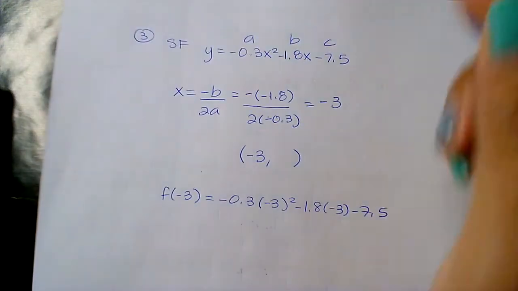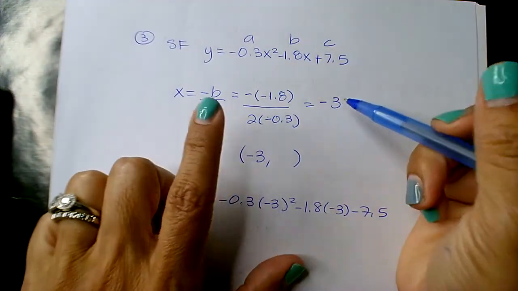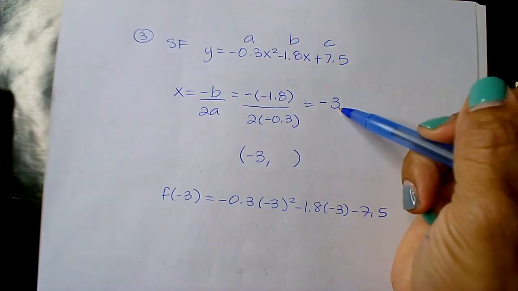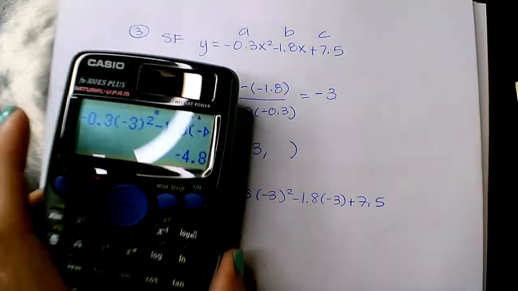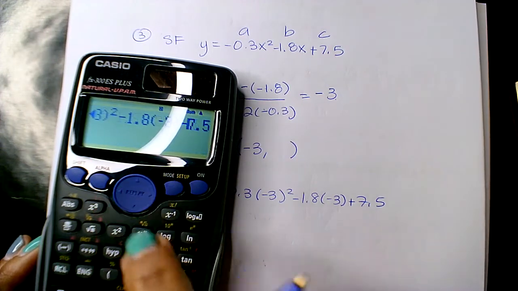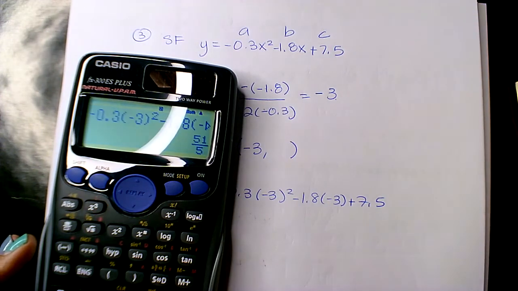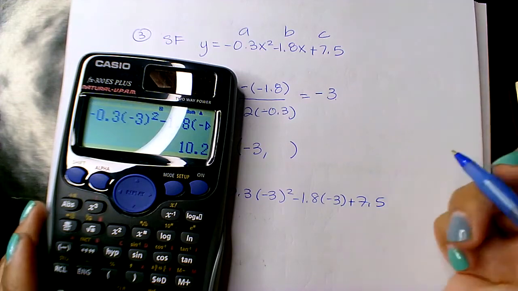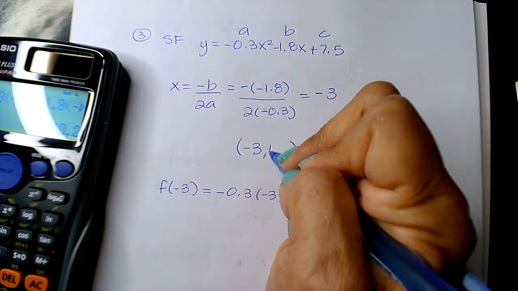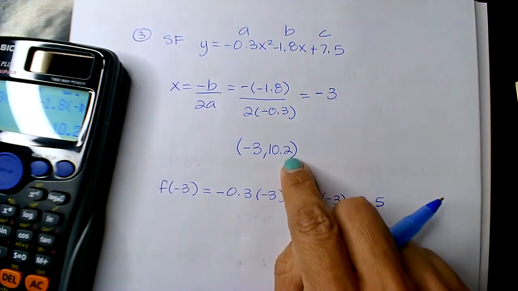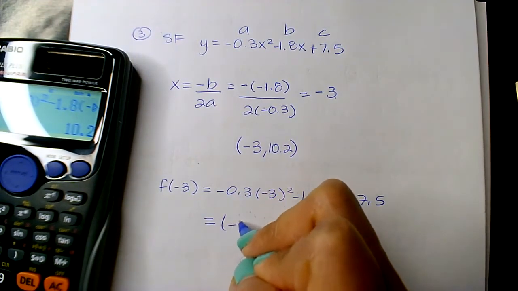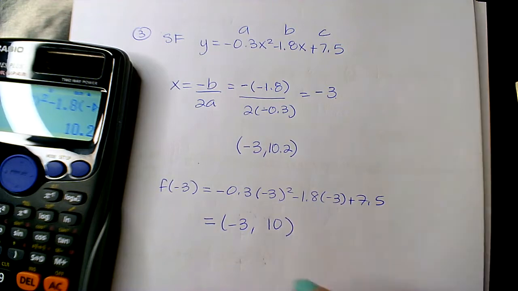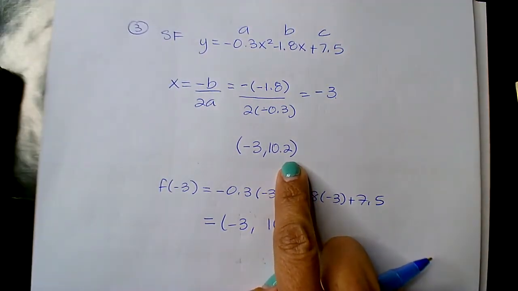Okay. Positive 7.5. Plug it in. You get negative 3. Plug it in. This is a 7.5. I was like, that's not right. Okay. Positive. And so you get 10.2. On Desmos, we'll see right now what it comes out to.